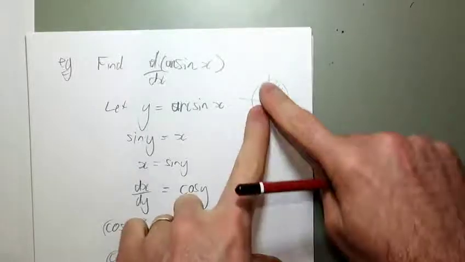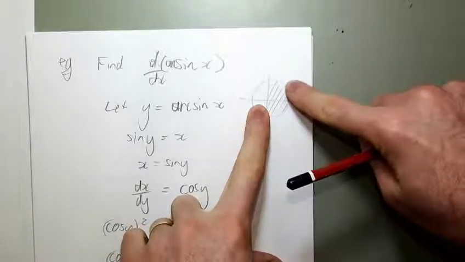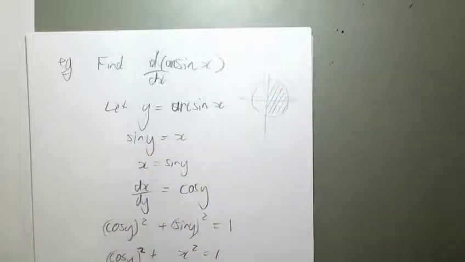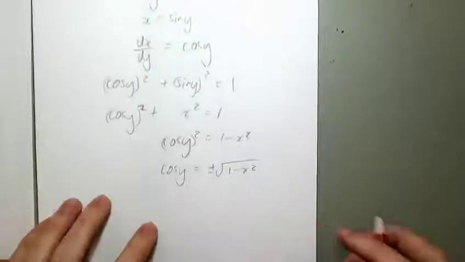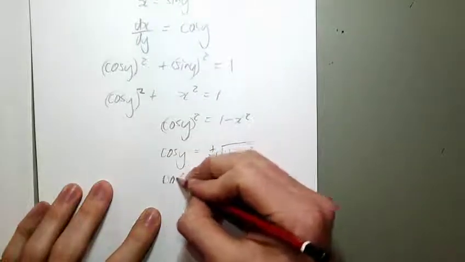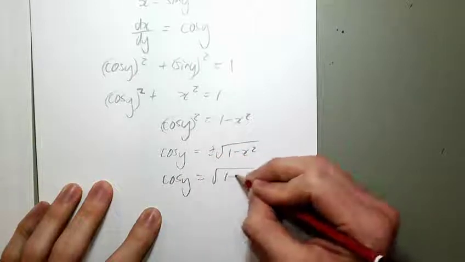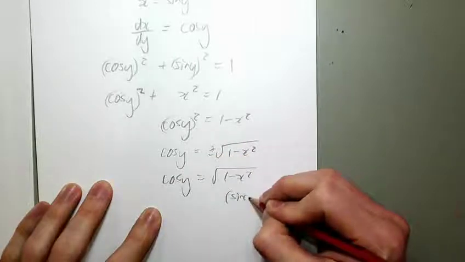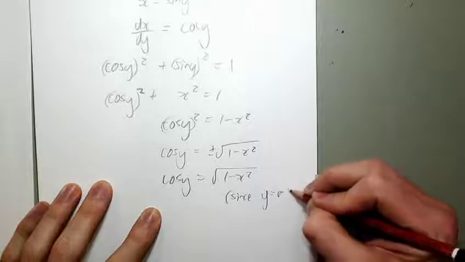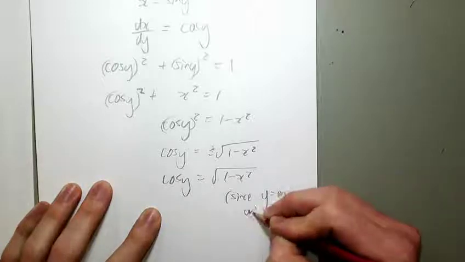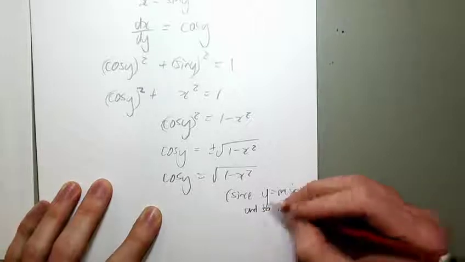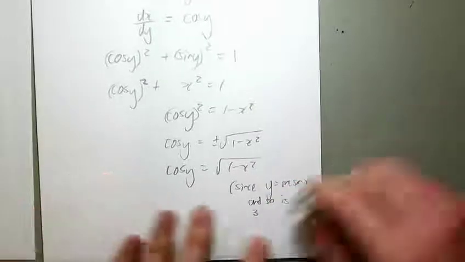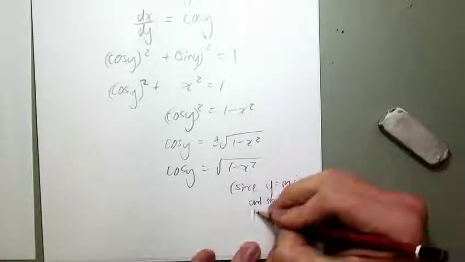Okay, so arc cos produces its angles between 0 and pi, which is up here, which is where sine is positive. It's really convenient, and they've chosen it that way for a good reason. And so we can say that actually cos y is positive root 1 minus x squared, since y is arcsine x, and so is in the first and fourth quadrants.